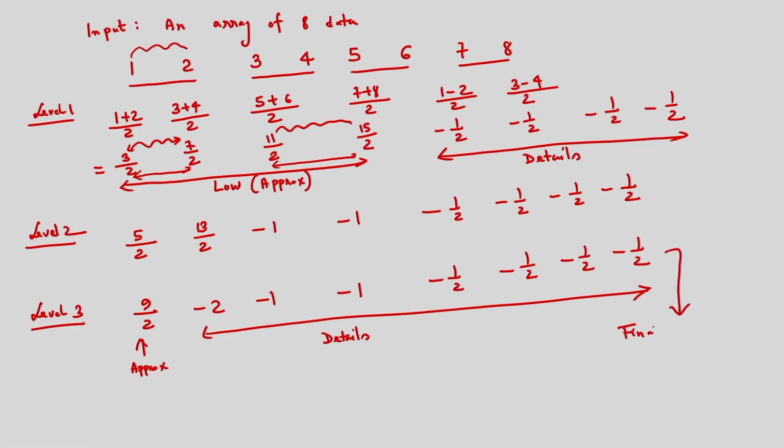So that is the final array I am getting, and that is nothing but the Haar transformation of the input data. So this is the concept of the Haar transformation of the input data. I considered an array of 8 data, and I have done level 1 decomposition, level 2 decomposition and level 3 decomposition, and I am getting the final array. So here you can see I have one approximate component, and the remaining are the detailed components. So this is one example.